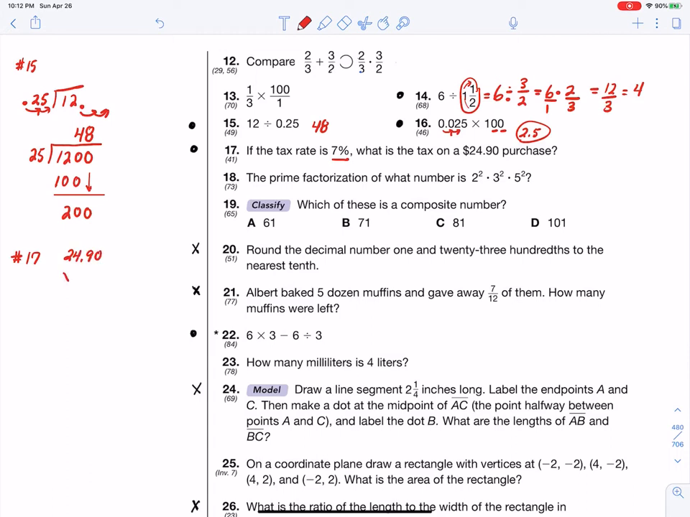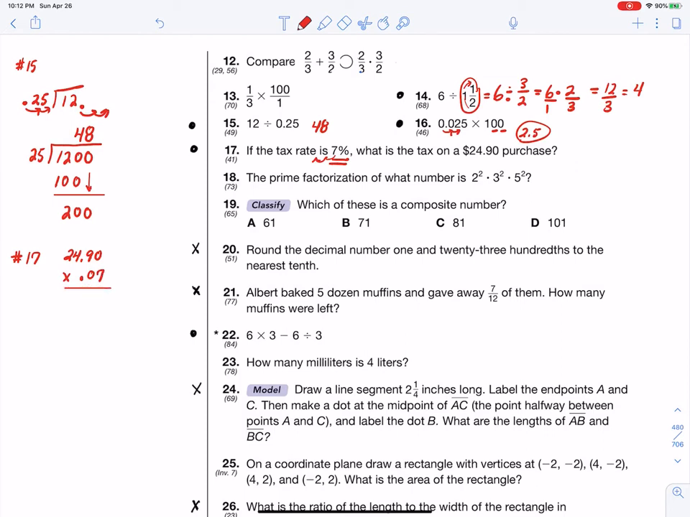$24.90 and I times it by the 7%, but I need to change it to a decimal first. That means you got to move it over twice to the left. The decimal is actually already there behind the 7, or located to the right of 7. I need to move it 2 spaces to the left. And I end up with 0.07.